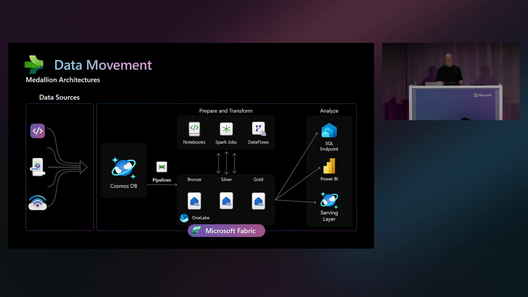Fabric's Zero ETL makes it easy to integrate operational data with your analytical data in OneLake, including being able to land it in the bronze layer for your raw data sets. From there, however, you can take that data using notebooks or Spark jobs or data flows and then apply business logic and joins in your silver layer, preparing that data for your data sets in gold.